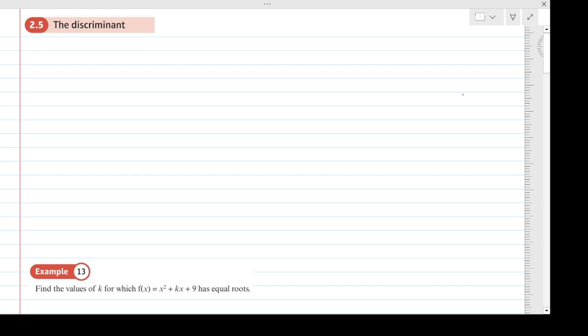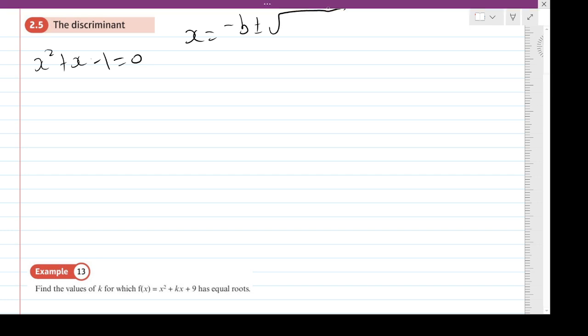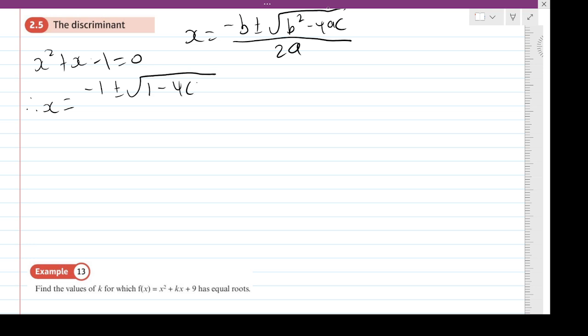Let's take probably the simplest sort of quadratic: x squared plus x minus 1 equals 0. Let's just solve it using the quadratic formula. Remember, the quadratic formula is x equals minus b plus or minus the root of b squared minus 4ac, over 2a. So x would be minus 1, because that's the b coefficient of 1x, minus 1 plus or minus the square root of 1 squared, which is 1, minus 4 lots of 1 and minus 1, over 2 lots of 1.